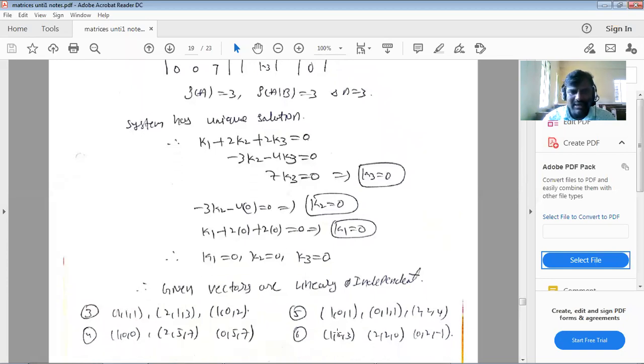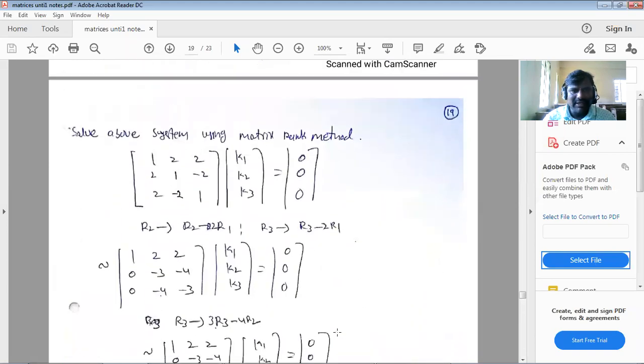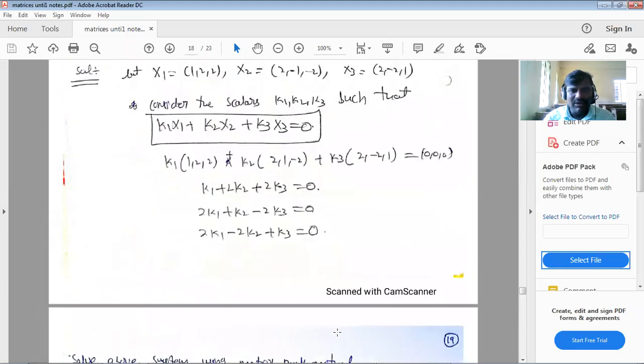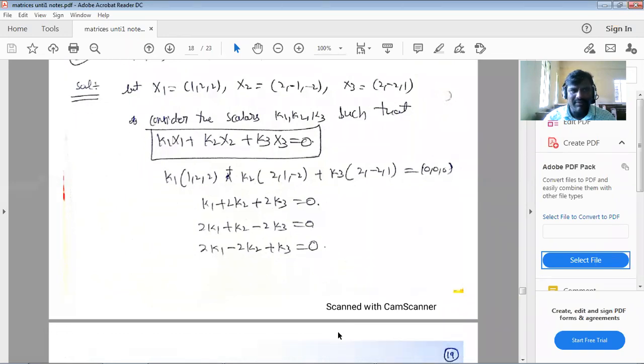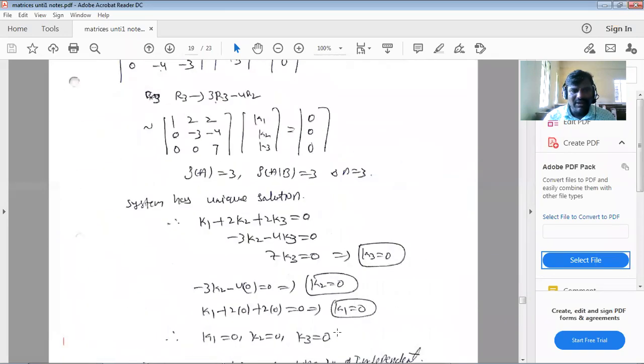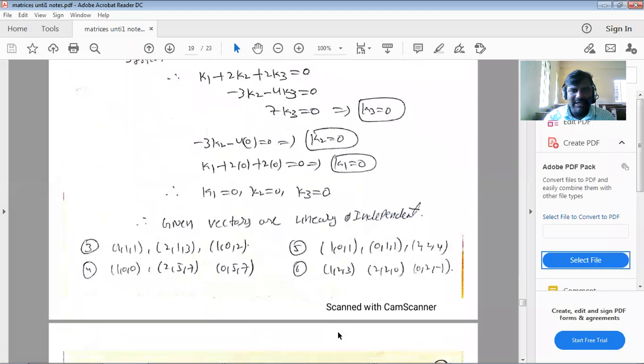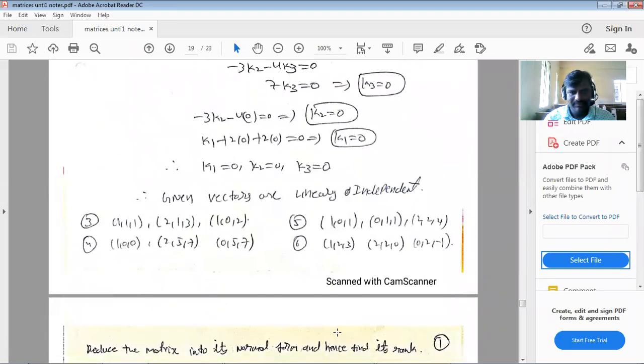Therefore, K1, K2, K3 are all zeros. I am writing the linear combination, but K1, K2, K3 are all zeros. What can we say about our vectors? They are linearly independent vectors. Therefore, this is the way you have to find whether vectors are linearly independent or linearly dependent.